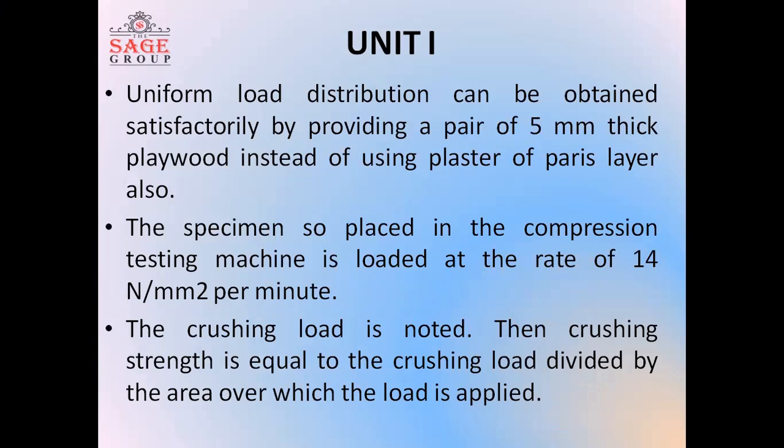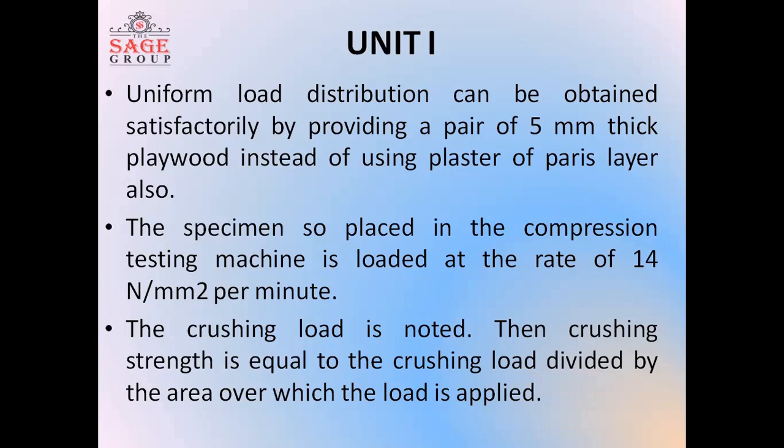That means a wooden plank of this size is placed on the stone so that the load can be distributed uniformly on the stone. The specimen is placed in the compression testing machine and loaded at the rate of 14 Newton per mm square per minute. Then the crushing load is noted.